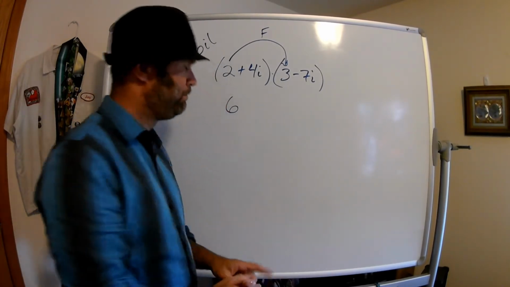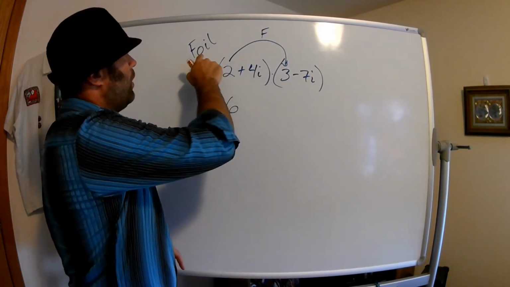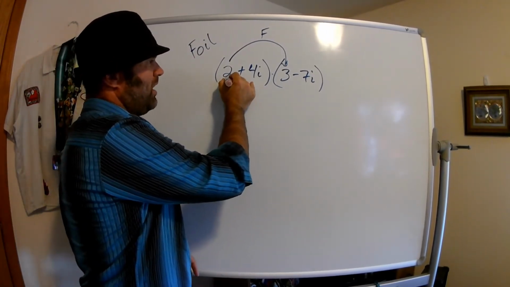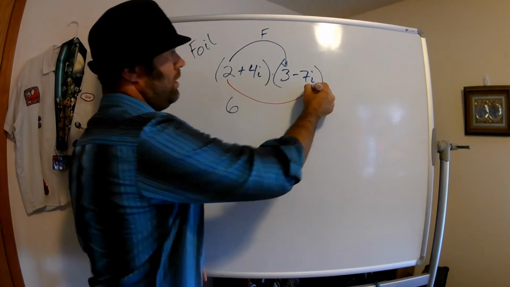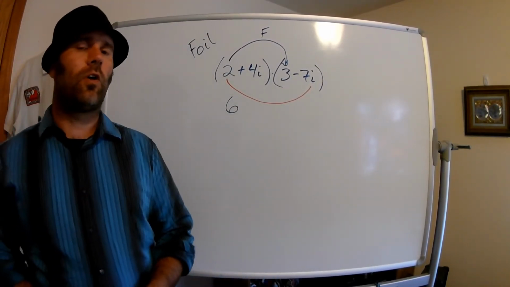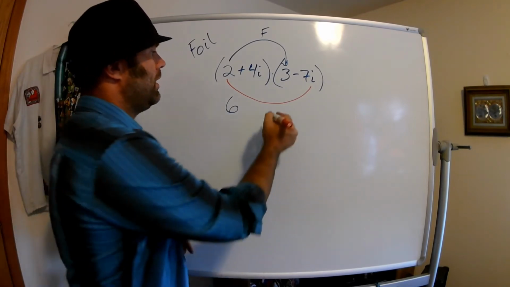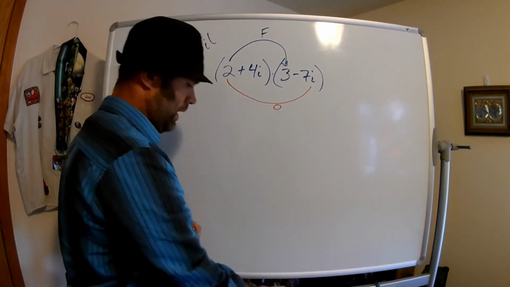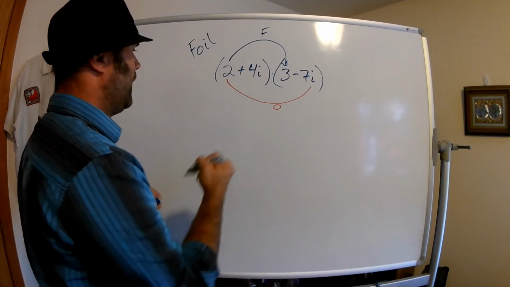Outside. O is for outside. Outside means furthest apart. The two furthest apart numbers are the outside numbers. So first, outside. I'm going to bring that 6 down. It's a little high, it's going to get in our way. All right.